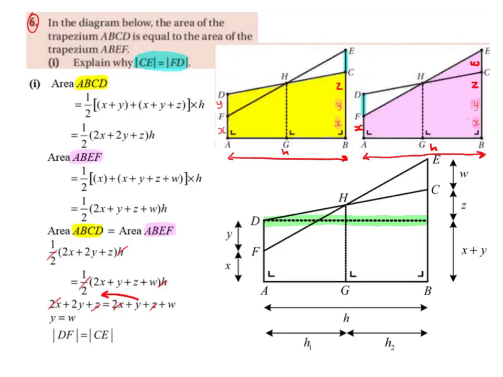Now we can do a bit more cancelling. The 2X's will cancel out and the Z's will cancel out. So we've got 2Y is equal to Y plus W. I'm going to bring that Y over the equal sign, it becomes minus Y. 2Y minus Y is Y. So we get Y is equal to W.